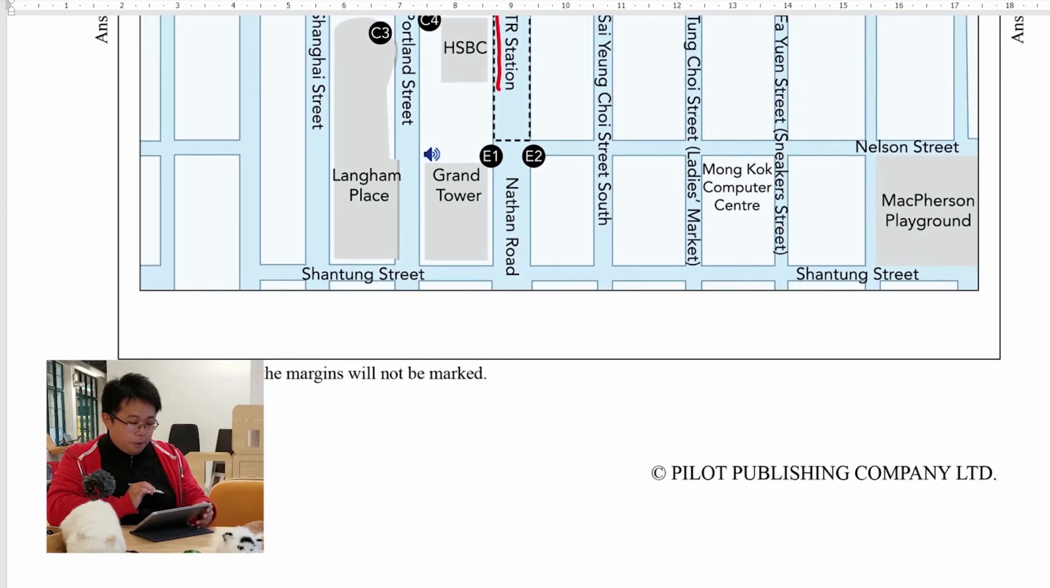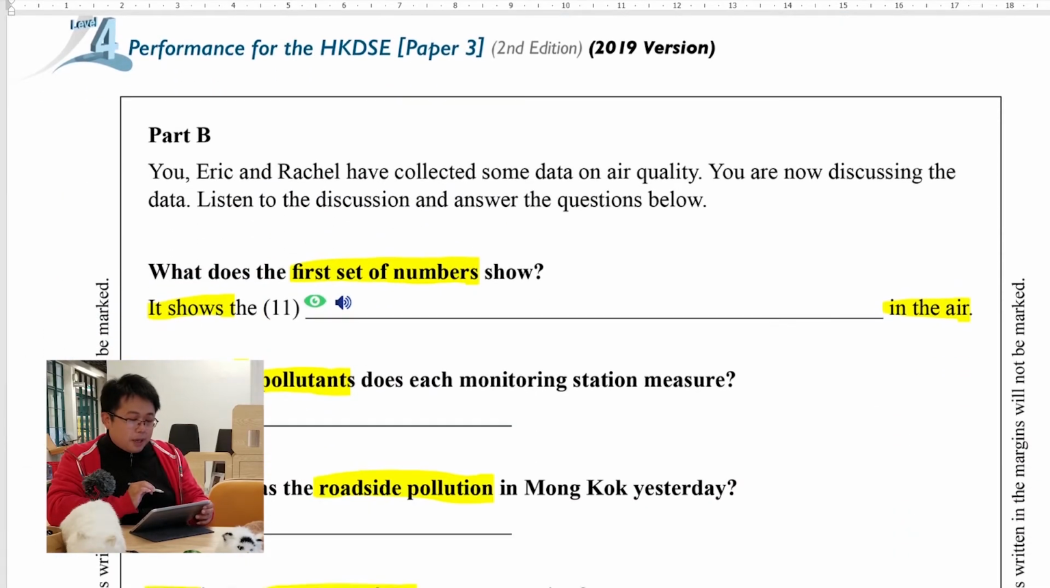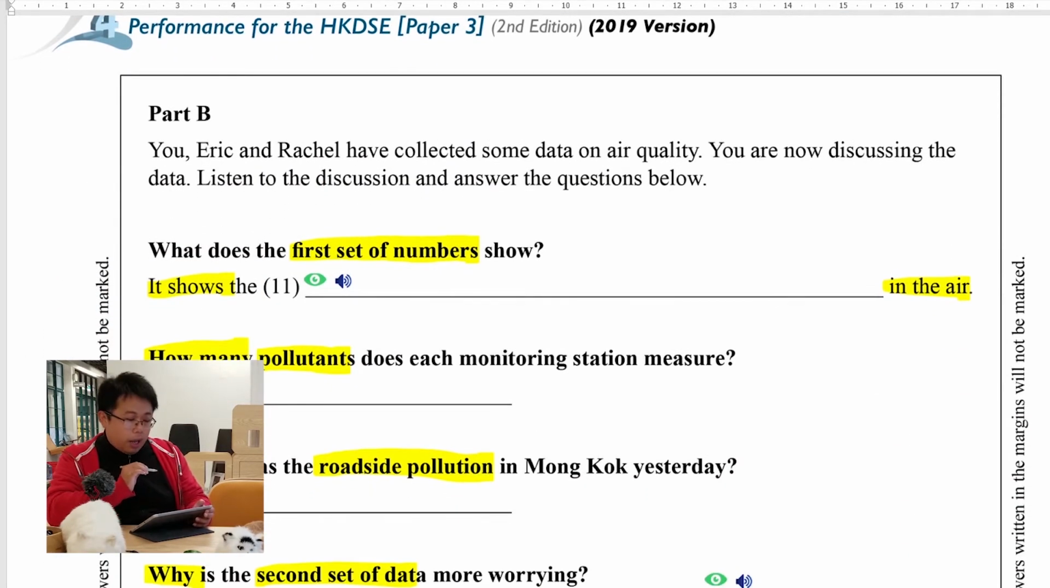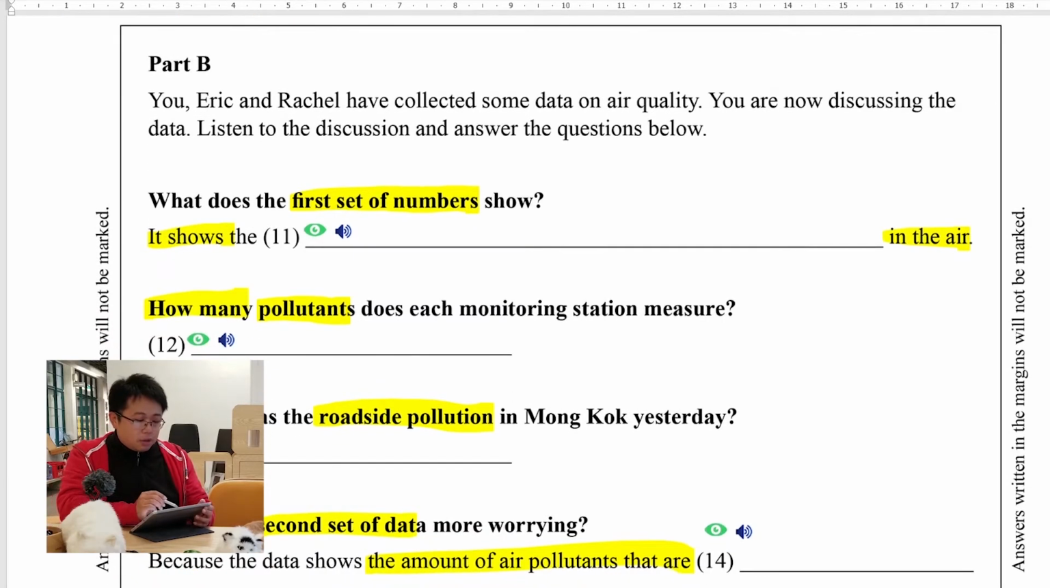Okay, how about in part B? In part B, it is just like what you saw in part A. That means you have to look at the contextual hints in order to locate the answer in the listening. And here, for the first question, what does the first set of numbers show? So it shows something in the air. So you have to pay attention when you listen and pay attention to the words first set of numbers.